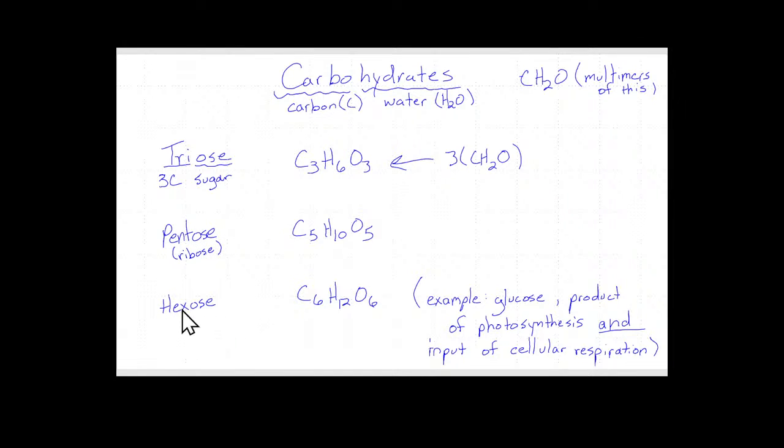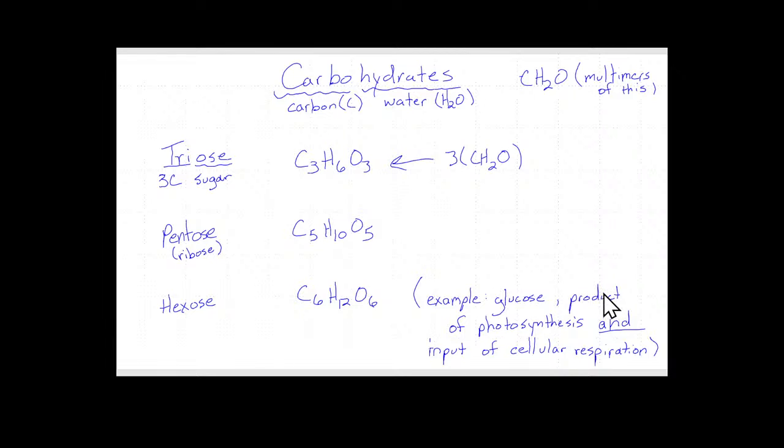But for now, we're just going to focus on hexoses. Hex means 6, ose means sugar, so a 6-carbon carbohydrate. Here we've got C6, H2 times 6 is H12, and O6. The example we'll come to again and again for a hexose is glucose.